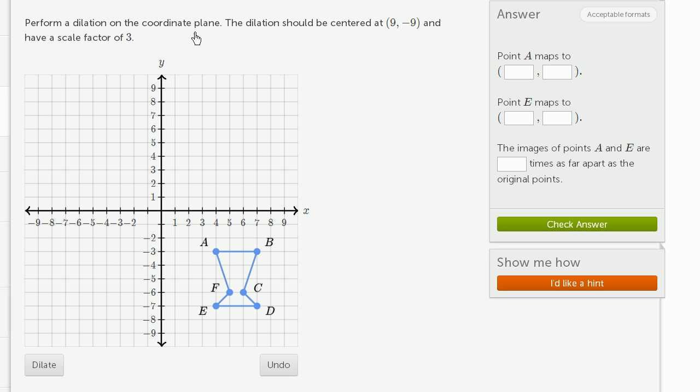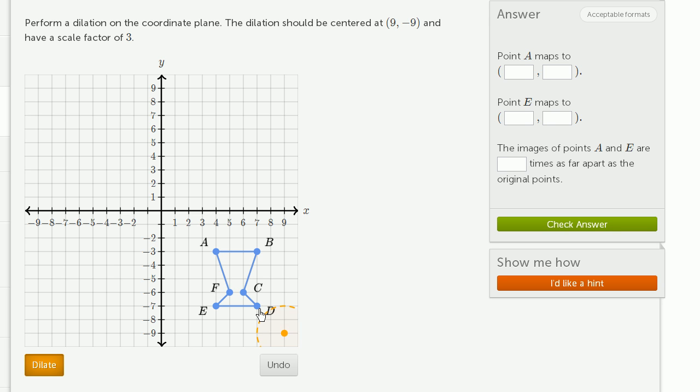Perform a dilation on the coordinate plane. The dilation should be centered at (9, -9) and have a scale factor of 3. So we get our dilation tool out. We'll center it. Actually, it's already centered at (9, -9). We can put this wherever we want, but let's center it at (9, -9). And we want to scale this up by 3.